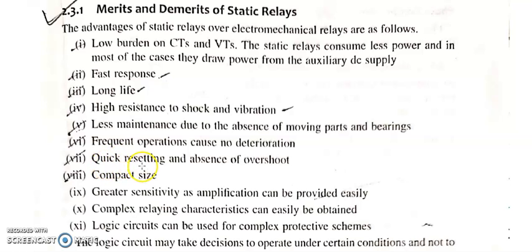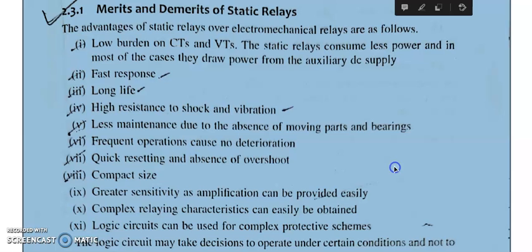Next one is quick resetting and absence of overshoot. There are no overshoots. Overshoot and all, you have learned in control systems. Next one is the compact size, small in size, and the sensitivity is greater here when compared to your electromechanical relay. And complex relaying characteristics can be easily obtained. Next one is that logic circuits can be used for complex protective schemes. So these are some of the merits which you can remember, or you can call advantages of static relays over electromechanical relays.